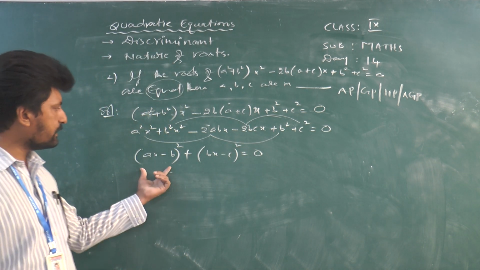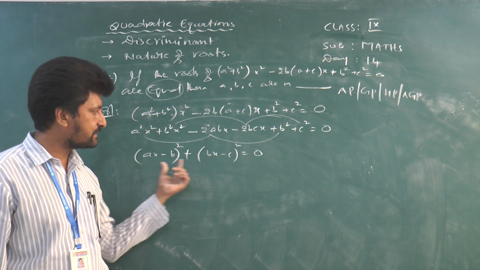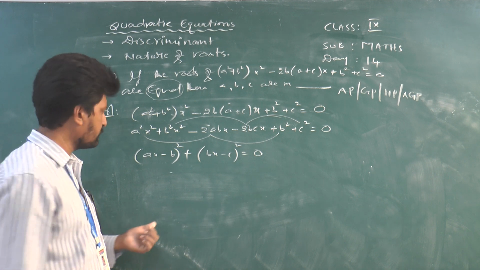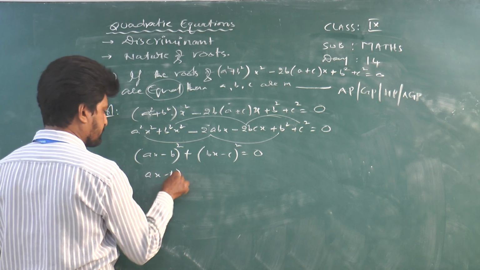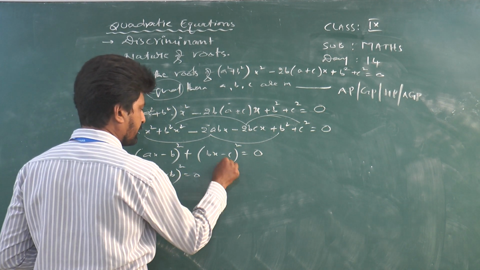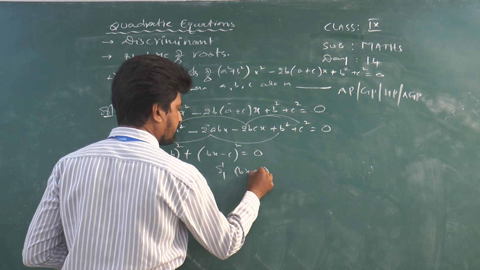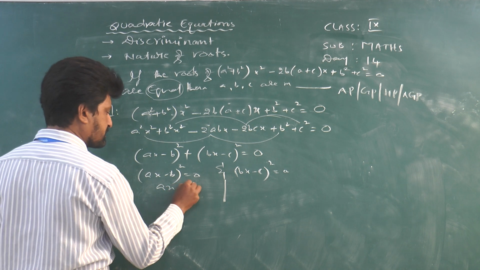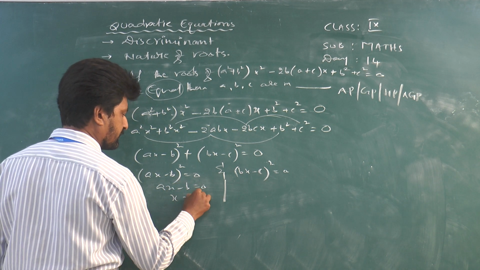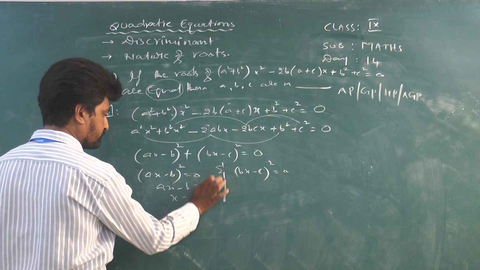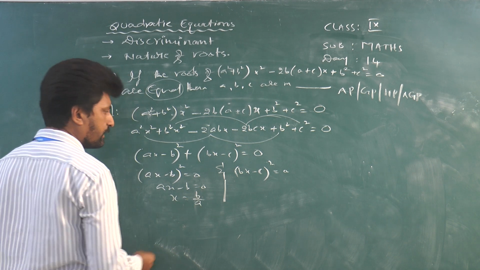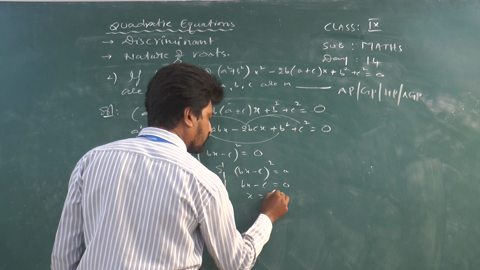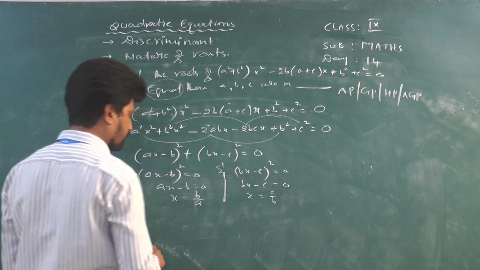Next, this is a perfect square and this is also a perfect square. The sum of two perfect squares is equal to 0. That is nothing but each perfect square must be 0. Okay. Now (ax minus b) whole square is equal to 0 and (bx minus c) whole square is also equal to 0. Here ax minus b is equal to 0. From that x value, what is that? B by a. We get one root. Here similarly bx minus c is equal to 0. x is equal to c by b. Here also one root we are getting.